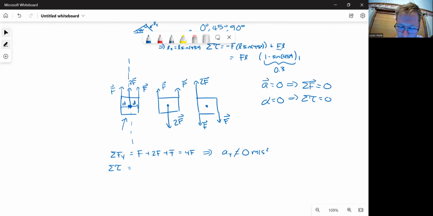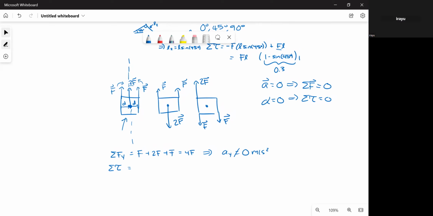Do others see why the net torque should be 0 in this case? Is it because the force and the lever arm on one side cancels the one on the other side? Yep, you've got a clockwise torque produced by this force on the left and a counterclockwise torque produced by the force on the right. How much torque does this 2F force produce?